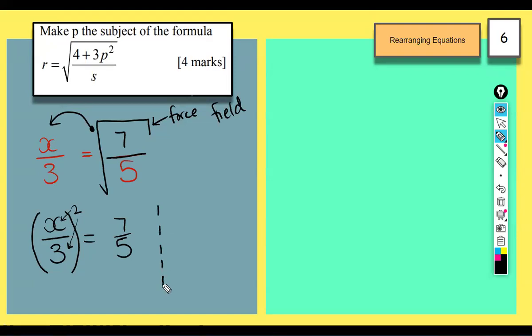So you can write it like this now. The x gets squared, so here's x squared. And the 3 also gets squared, but we can do that in our head. 3 squared is what? 9.